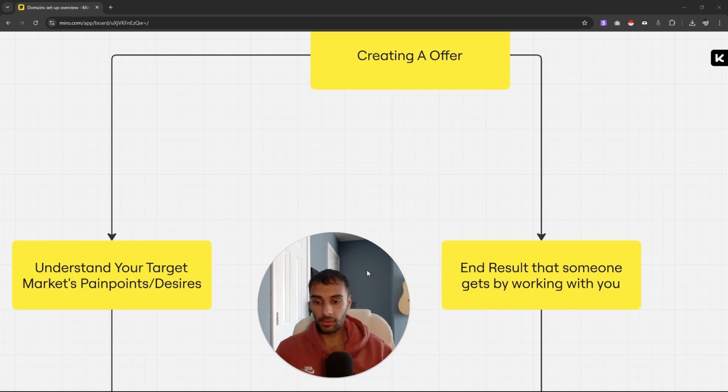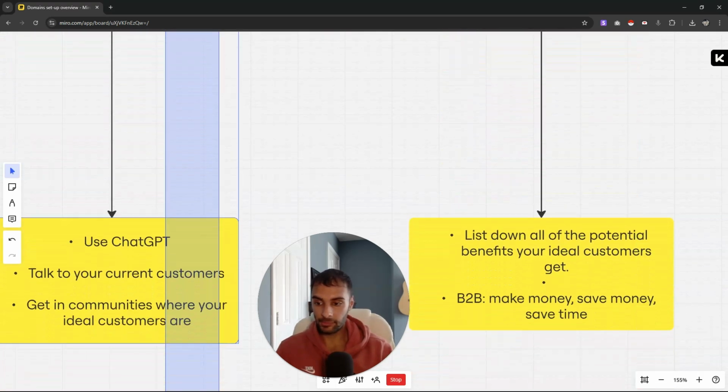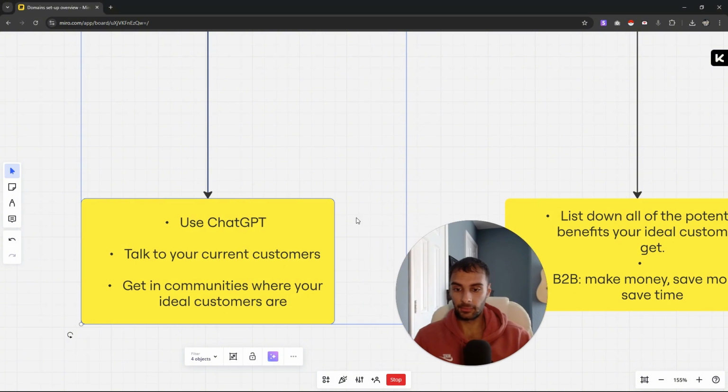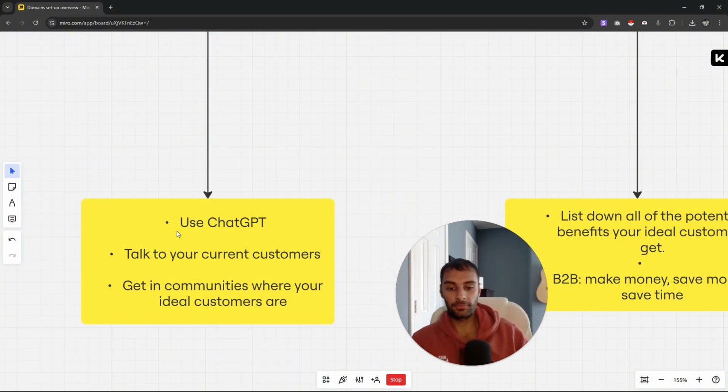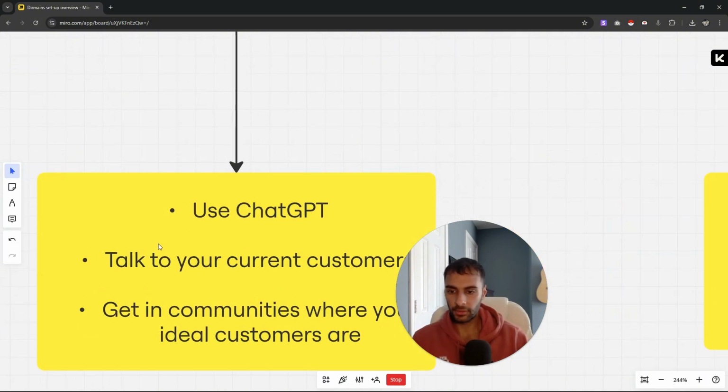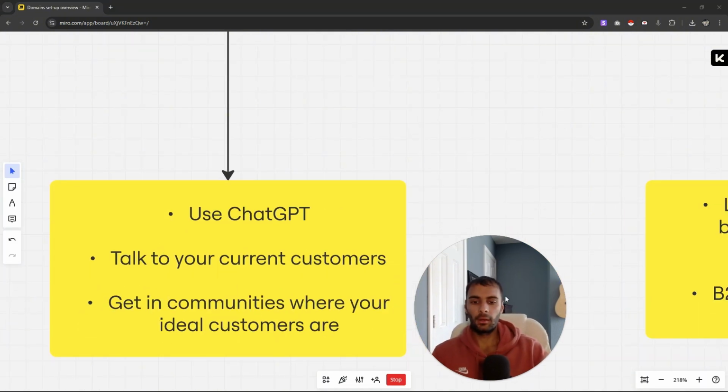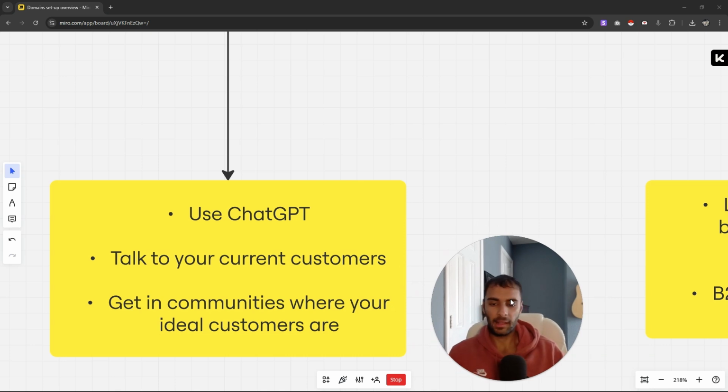So really, to understand your pain points and desires, you're going to use ChatGPT. This is a fantastic tool that I recommend when you're reaching out to a market that you don't know. Use ChatGPT, or if you have customers right now in that ideal customer profile, talk to them. Be like, okay, hey, before working with us, what pain points did you have? What were you suffering with? How did we really help you out? Why did you buy from us? That type of thing.